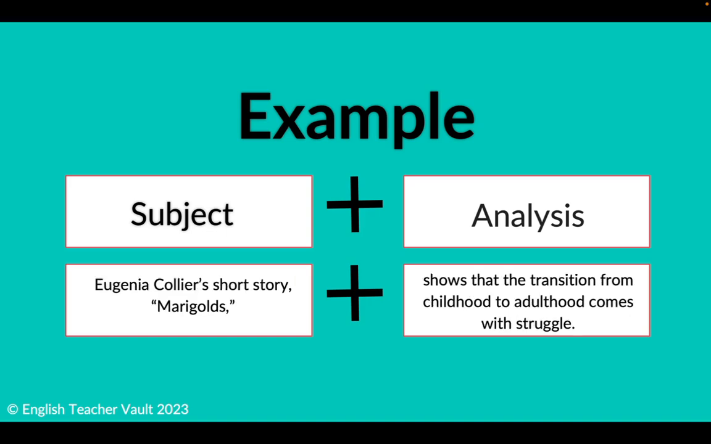Here's another example from a short story. Eugenia Collier's short story Marigolds, that's our subject, shows that the transition from childhood to adulthood comes with struggle. So in this body paragraph, the writer would probably then go into a few specific examples of the struggles that come with going from childhood to adulthood, and analysis on why those are important, why they matter.